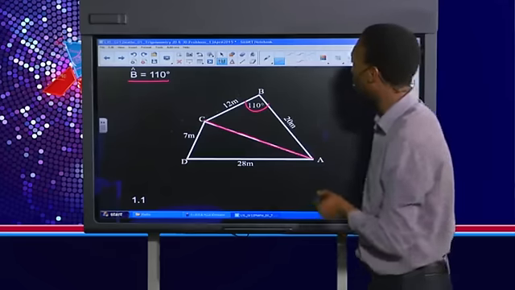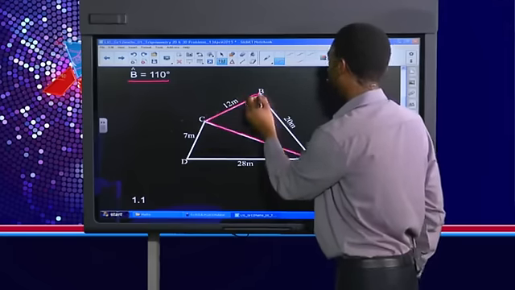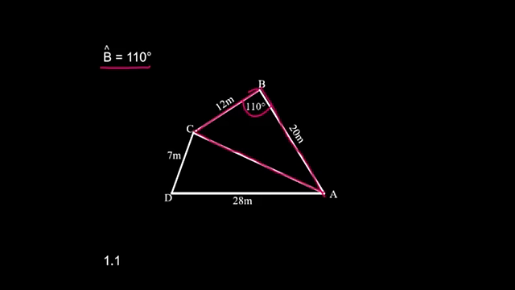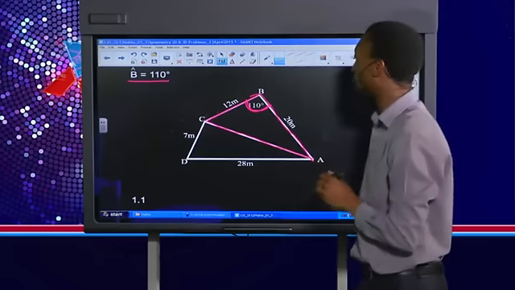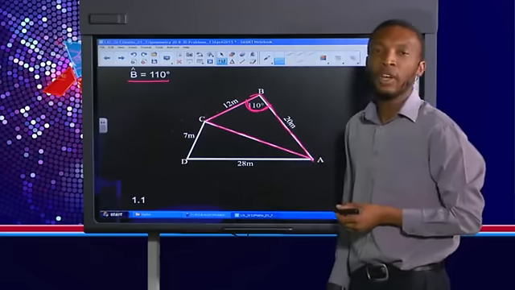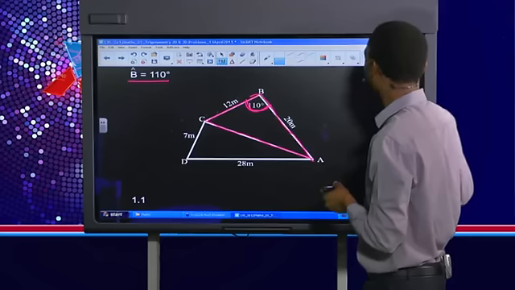We are given the one side, AB, and we are given side BC, and we're given an included angle. So can we use the sine rule here? No, we cannot, because we've got an included angle, so it makes sense for us to try using the cosine rule. So what does the cosine rule say?